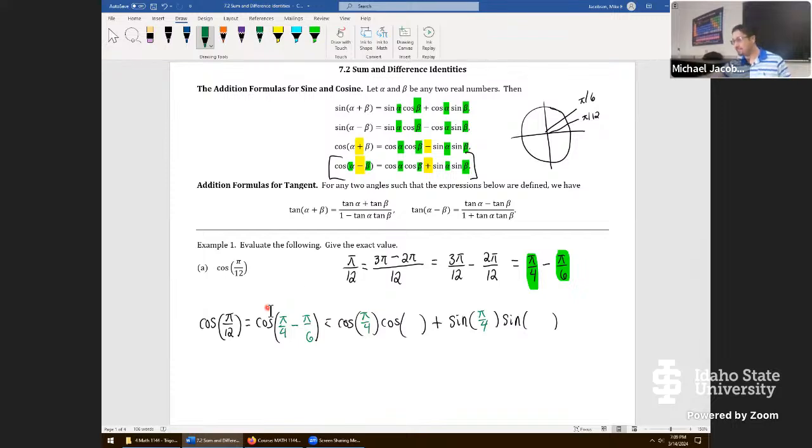Awesome. Then we'll just do it again. Pi over 6 goes into the second positions. So it'll go here and here. So we did it, folks. That's using the addition formula right here.